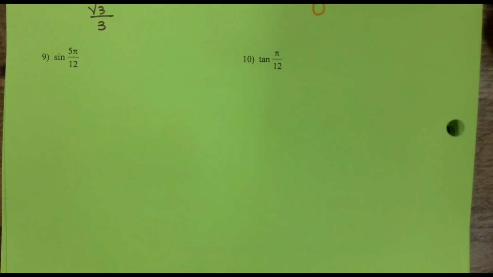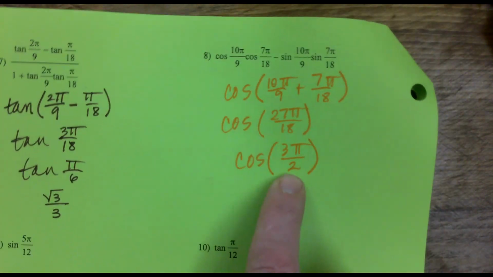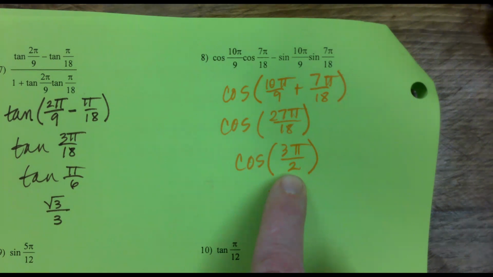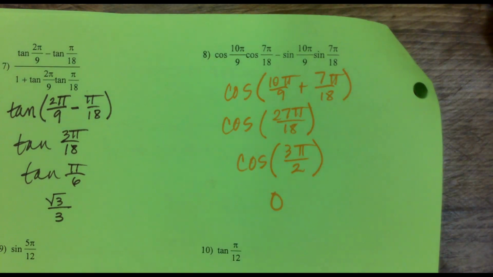How did you get 0? Oh, 3 pi over 2? Did you get 3 pi over 2? Yeah. Okay, so 3 pi over 2 is the y-axis down below. Good? Yep. Enough said? All right.